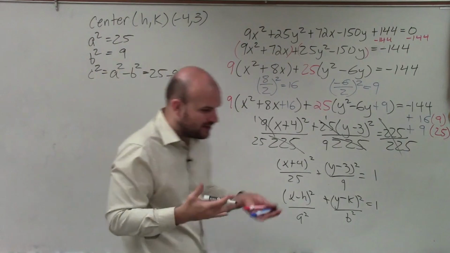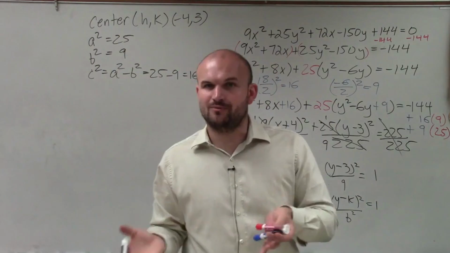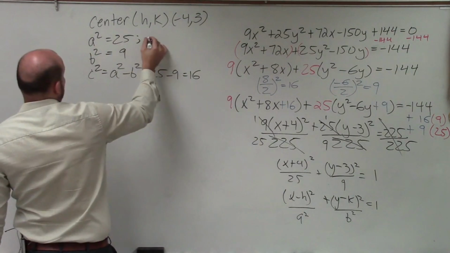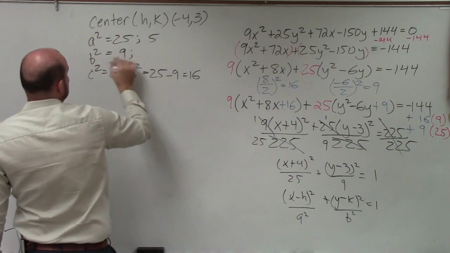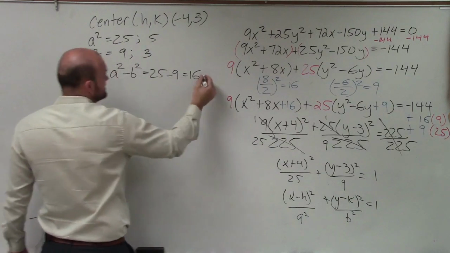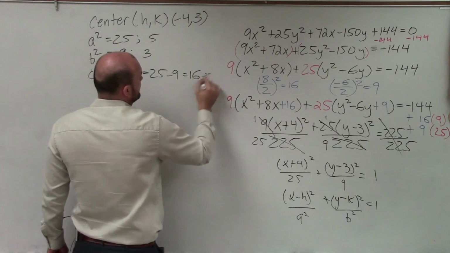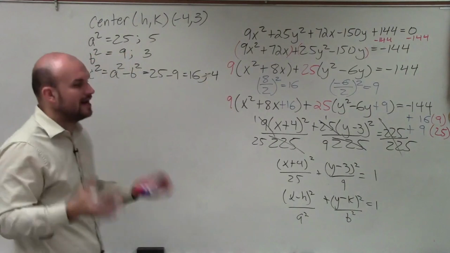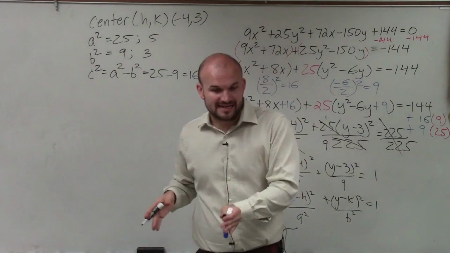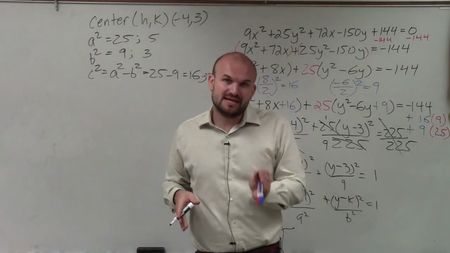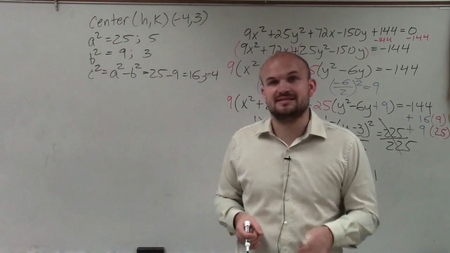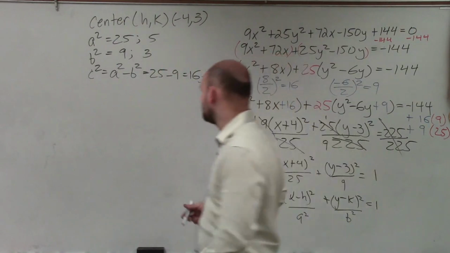So a squared and b squared and c squared are helpful, but really what we want to know is what is a, b, and c. So if a squared equals 25, that means a equals 5. If b squared is 9, that means b equals 3. And if c squared is 16, that means c is equal to 4. Now again, what does a, b, and c represent? A represents the distance from the center to your vertices. B represents the distance from your center to your co-vertices. And C represents the distance from your center to your foci.